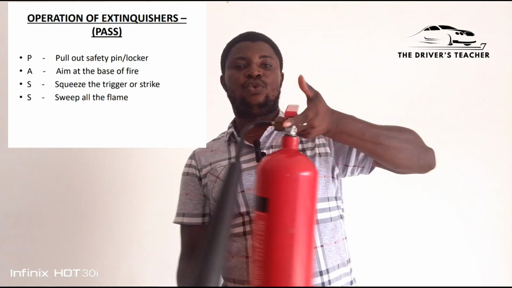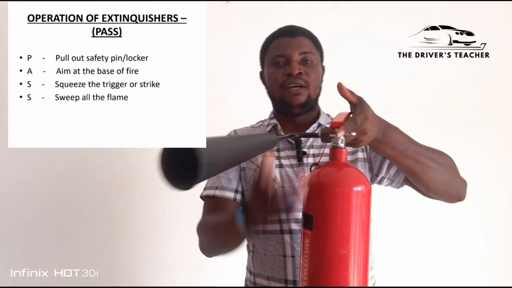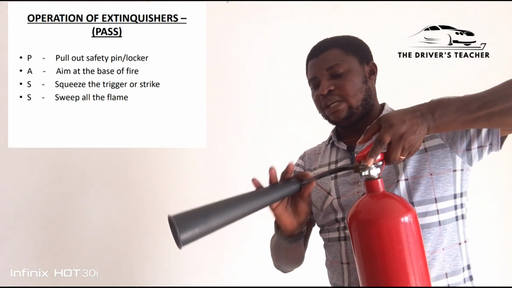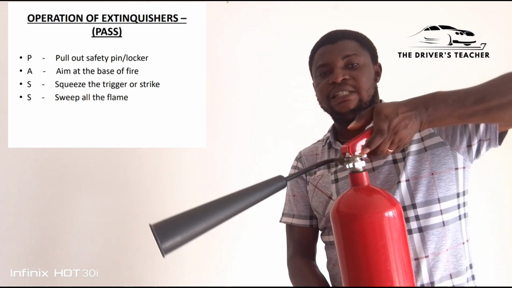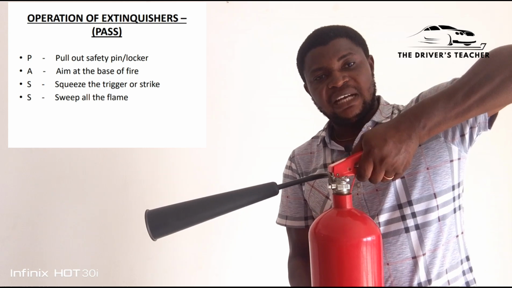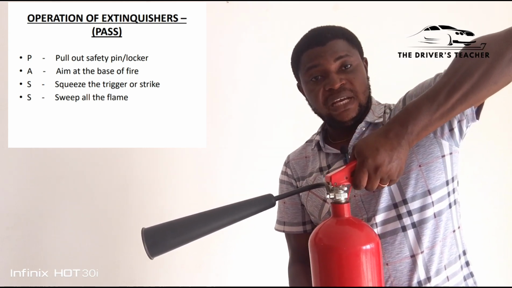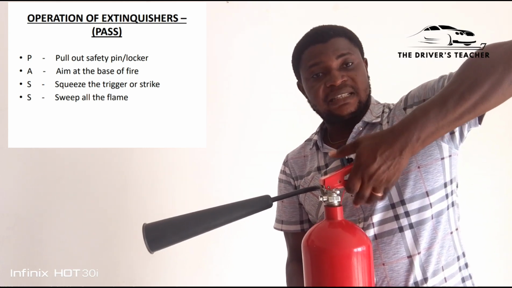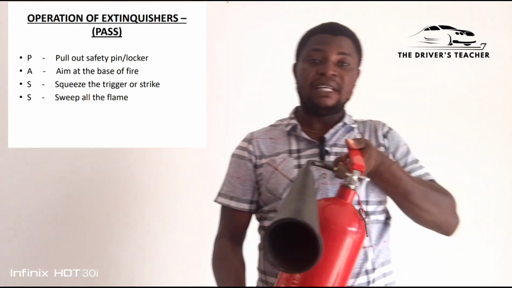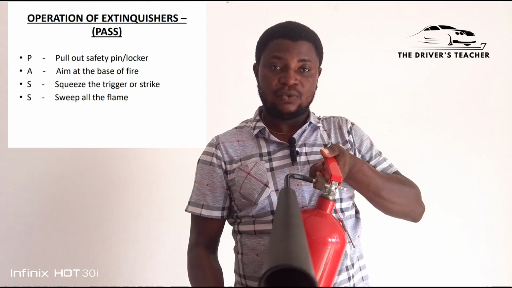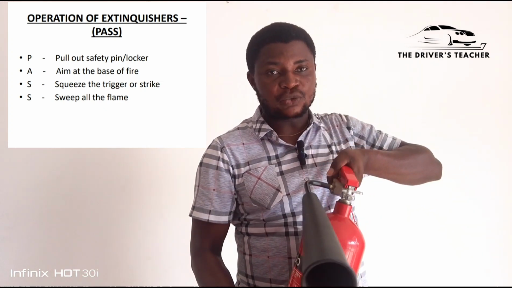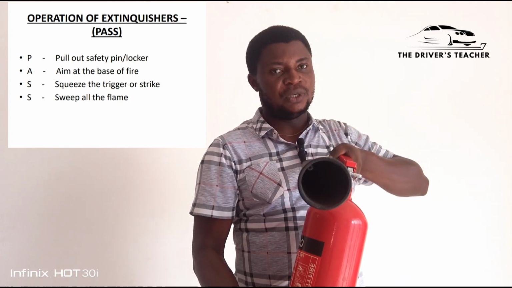So the next thing to do is you aim at the base of the fire. So if the fire is burning, let's say somewhere here, you make sure that the nozzle is turned directly to the base, then the hand comes to this particular section. So when you aim at the base of the fire, then you squeeze the trigger. So the first S stands for squeeze. Whenever you squeeze it, the pressure will go straight to the base where the fire is burning, where the fire has started. Then after that, you see the flame. So you first of all tackle it from the base before the flame.